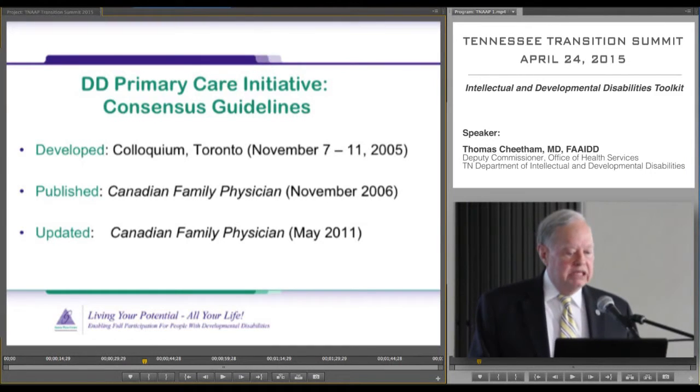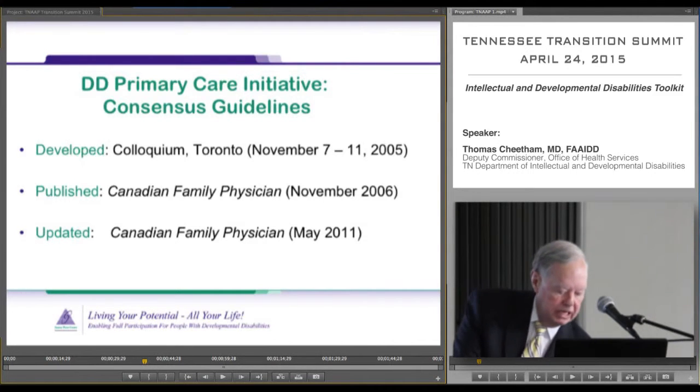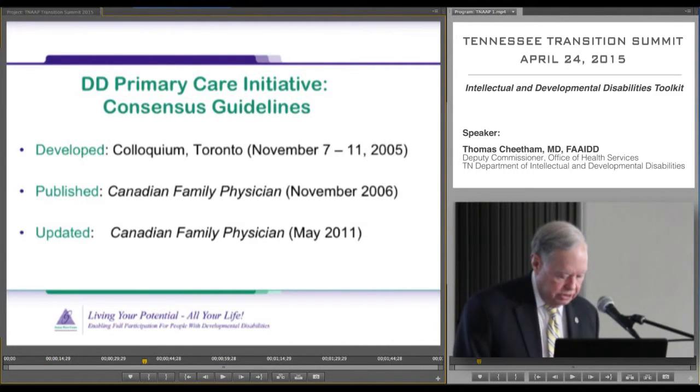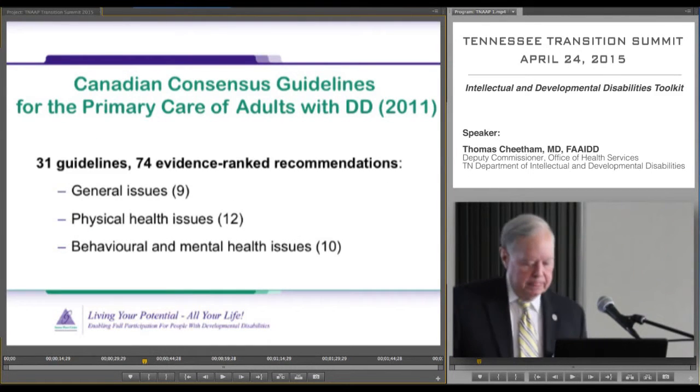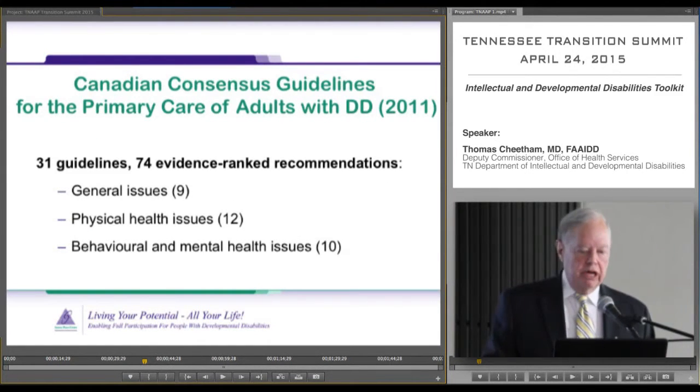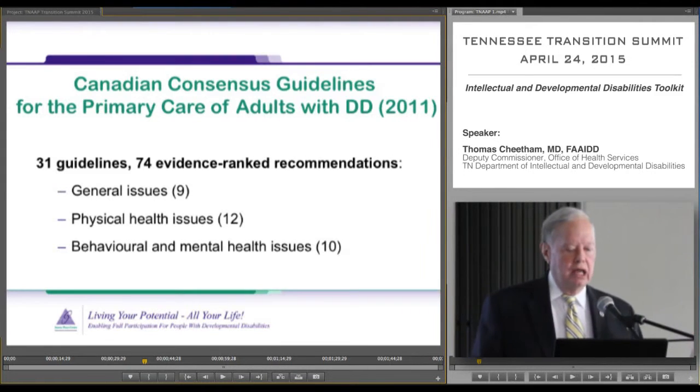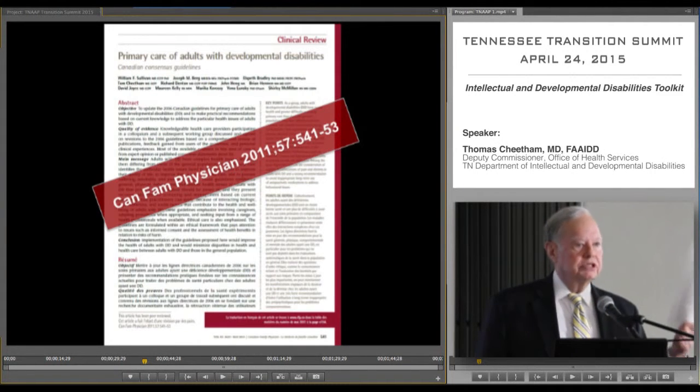So a group of people came together, and in 2005 there was a colloquium to develop some primary care guidelines. These have been updated, and you've got the reference to that paper in your handout. There are 31 guidelines. To the extent that there is evidence, they're evidence-based. 9 of them are on general issues, a dozen on physical health, and then 10 on behavioral and mental health issues. So the reference is there.